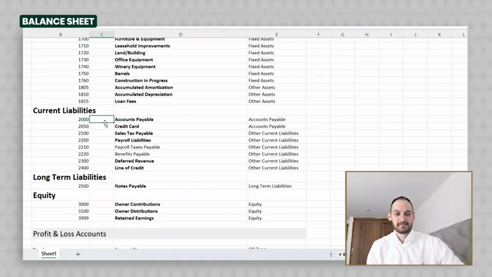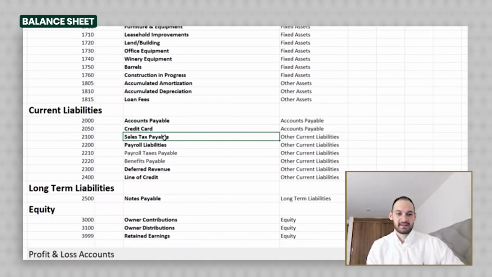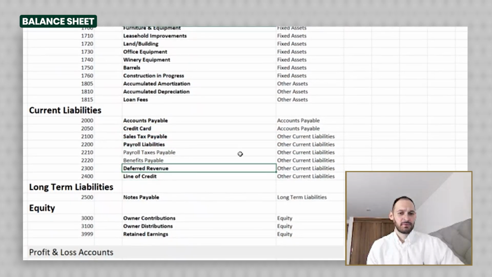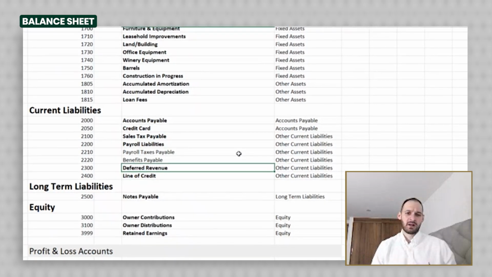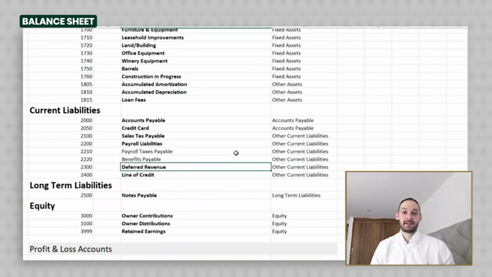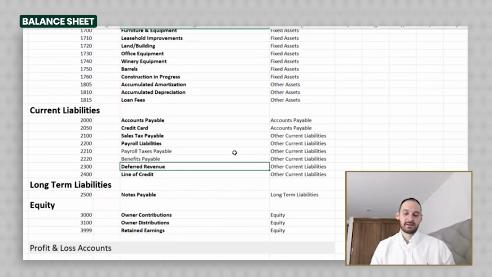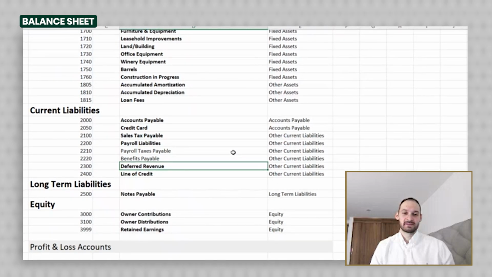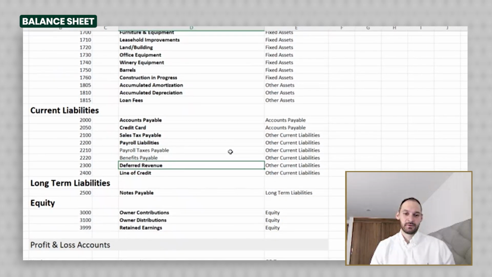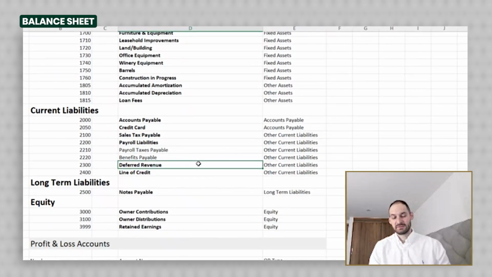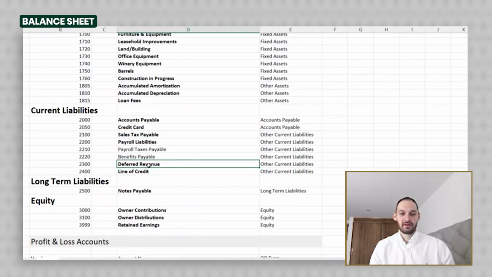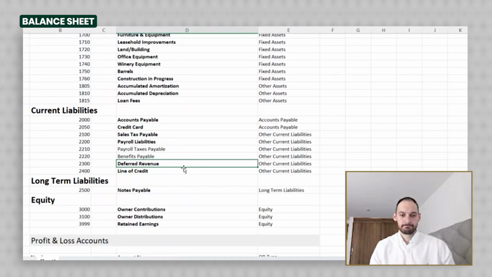Now current liabilities: your AP, unpaid bills, sales tax payable, credit card, payroll liability, deferred revenue, line of credit. Deferred revenue is pretty much like unearned revenue. A common one in the wine industry is wine futures. So let's say you sell wine for next year, right? Let's say, what are we, 2025? So let's say you're selling futures for the 2026 vintage, and you receive that revenue, you receive that cash, but you haven't shipped that wine yet. So it would stay in deferred revenue. And then once that wine gets shipped to the customer, that's when you would recognize the revenue and move it out of deferred revenue and over to wine sales in the P&L.